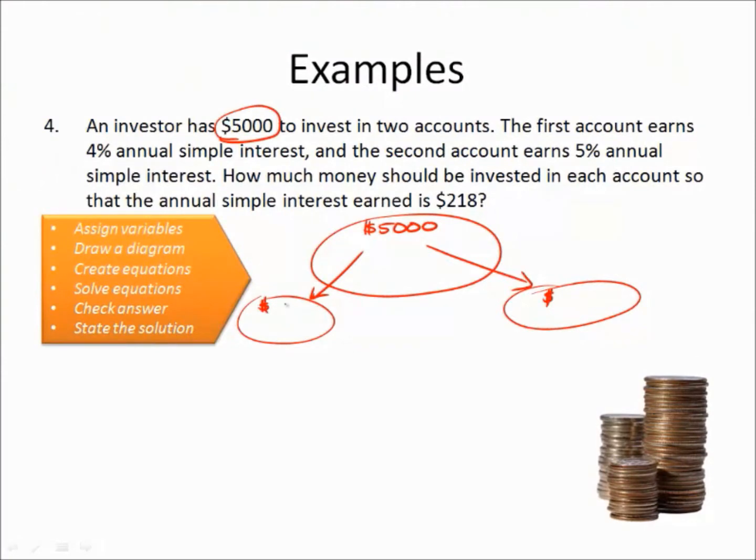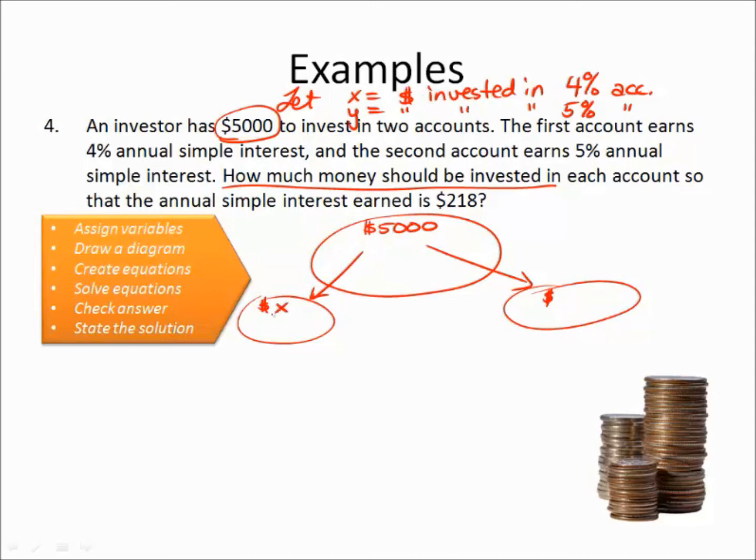So we don't know how much is invested in each one, I don't think. Let's keep reading. The first account earns 4%, second account earns 5%. How much money should be invested? There we go. They're asking us how much money should be invested, so we don't know. So let's let X be the dollars invested in the 4% account, and Y be the dollars invested in the 5% account.